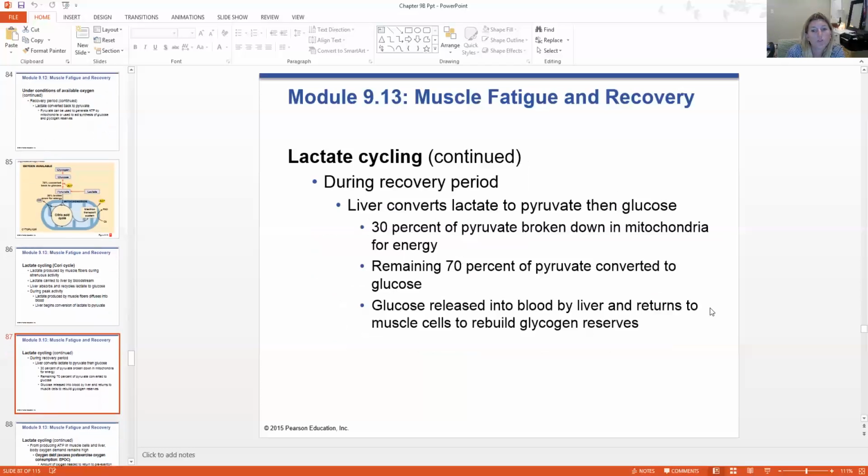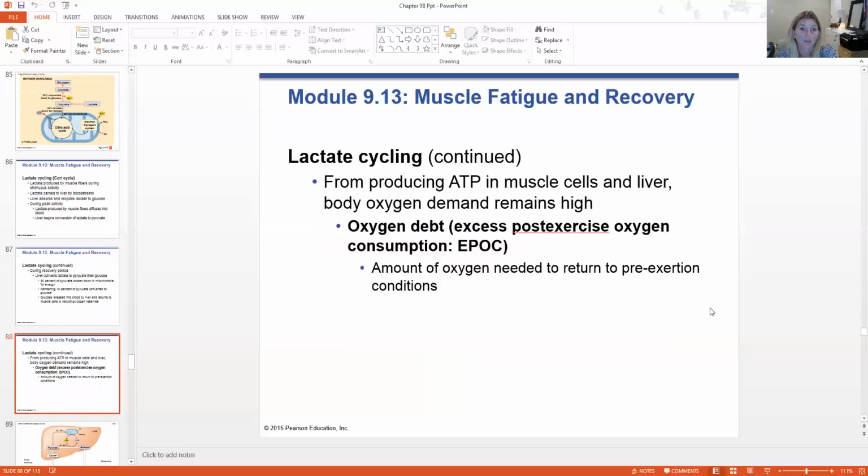During that recovery period, the liver is converting the lactate into pyruvate and then into glucose. So the majority of the pyruvate is converted into glucose. Some of it is broken down and used for energy. And the glucose can then be released into the blood and then go back out to wherever it needs to be absorbed and even be stored back in the form of glycogen. So from producing ATP in the muscle cells and liver, the oxygen demands are relatively high. That's what we call an oxygen debt.